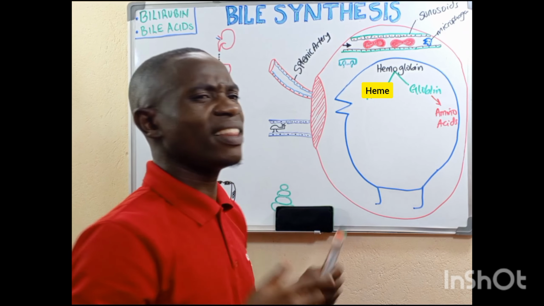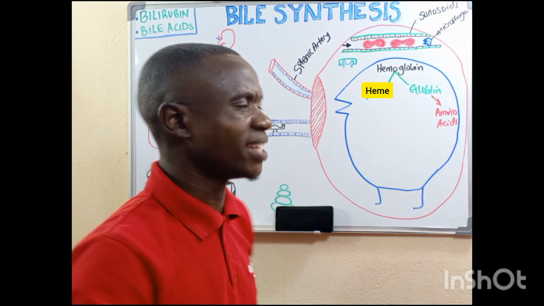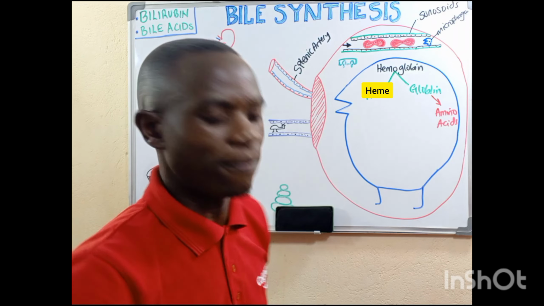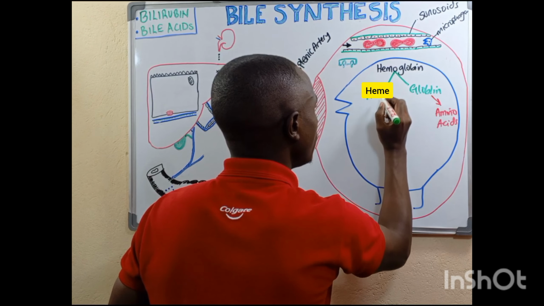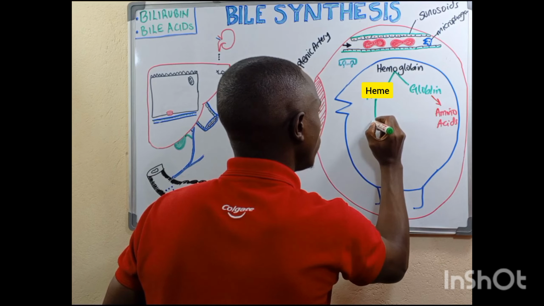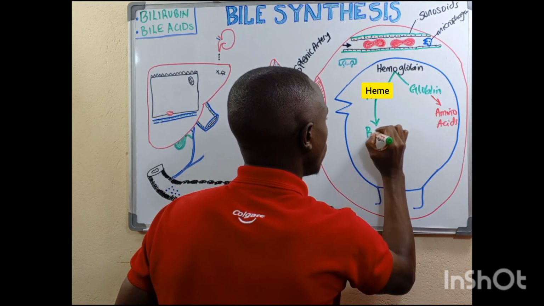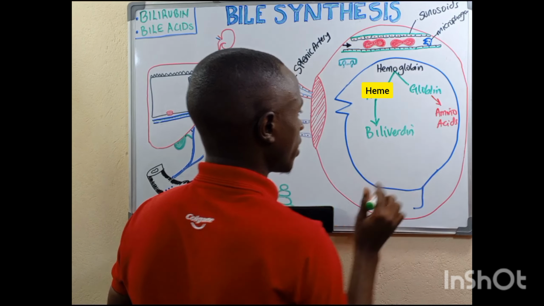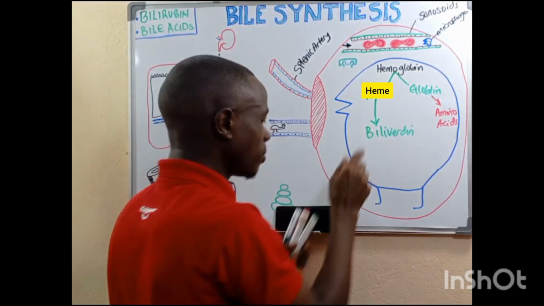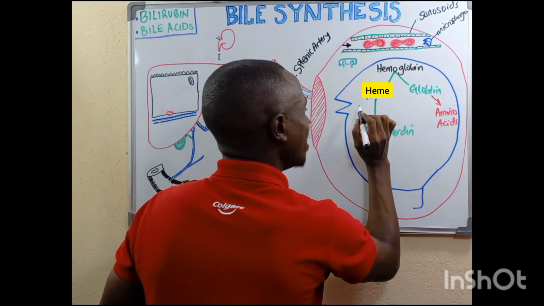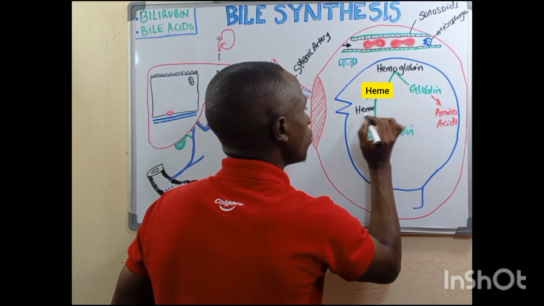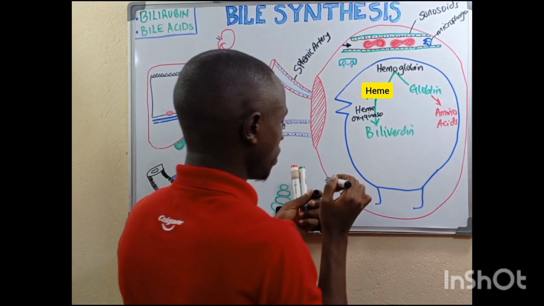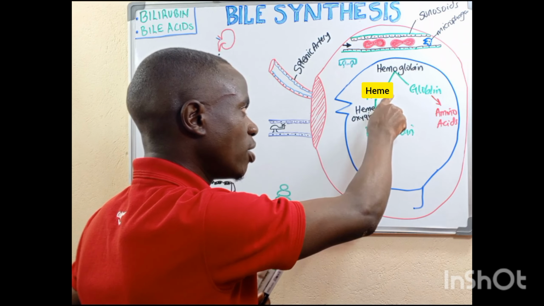Now, this heme, under the influence of an enzyme called heme oxygenase, is going to be broken down into another kind of molecule which we call biliverdin. Heme oxygenase is the one which is catalyzing the process of breakdown of heme into biliverdin.